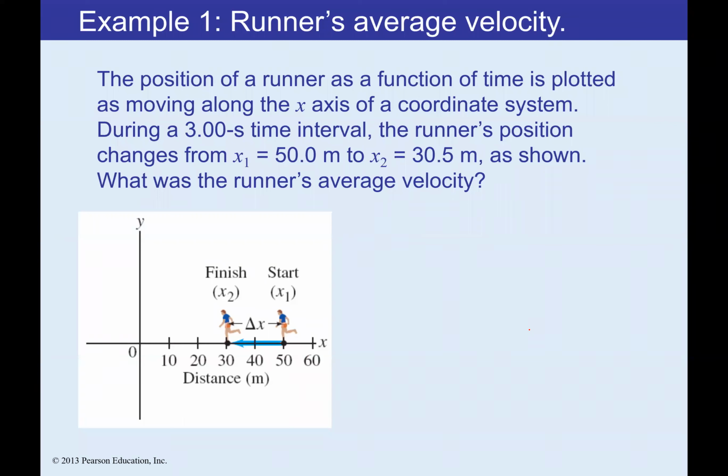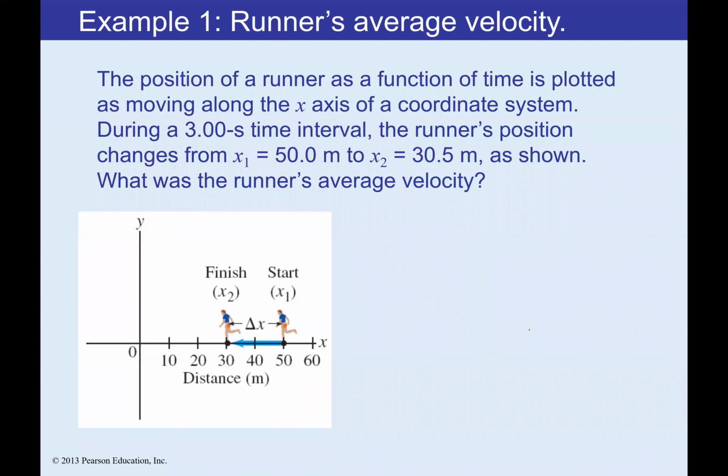Here's an example. The position of a runner as a function of time is plotted as moving along the x-axis of a coordinate system. During the 3-second time interval, the runner's position changes from x1 equals 50 meters to x2 equals 30.5 meters as shown. What is the runner's average velocity?